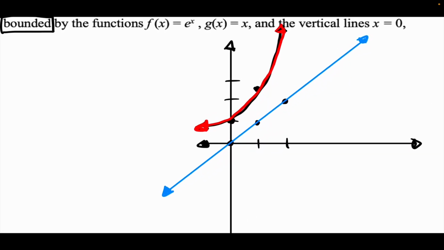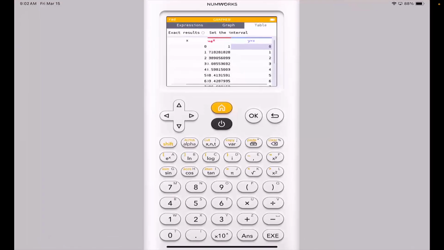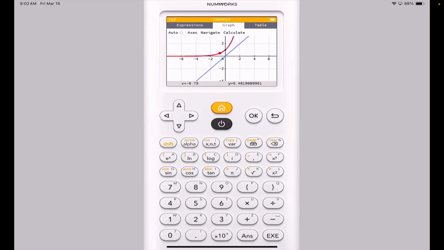That's what we see on our graph. That's the picture we saw on our graph when we went back. Let me go back to the graph. There you go. Okay. Now we got to put in the vertical lines.